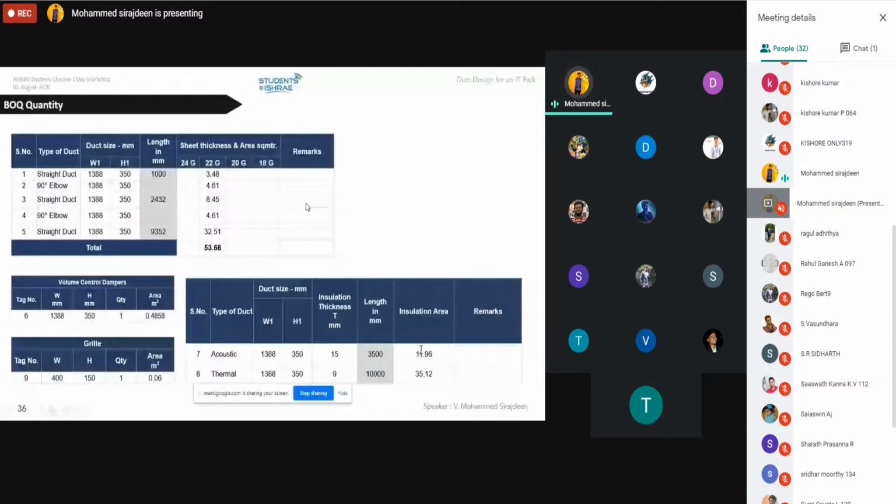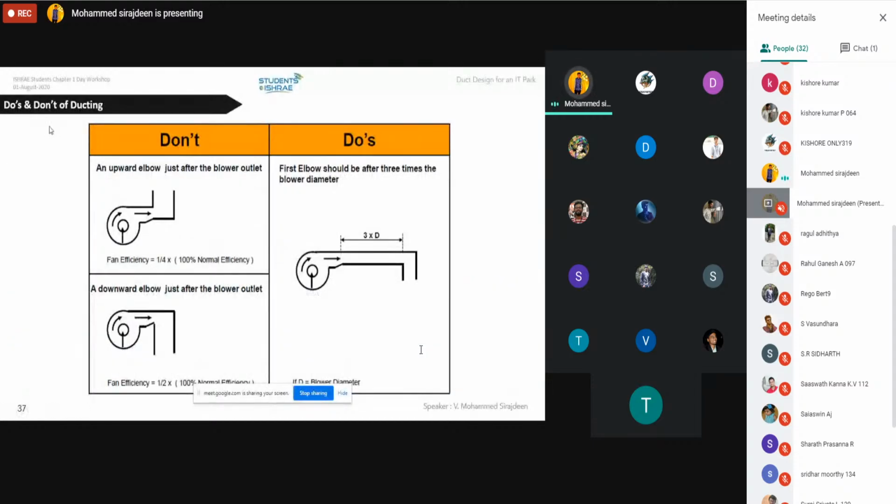Then what are the do's and don'ts of duct designing? You cannot take an immediate branch on the AHU, like at the bottom or the top, even if it is a fan, an exhaust fan. You should not take an immediate branch. You should take at least 3 times the diameter of the length. You should consider that for better airflow.